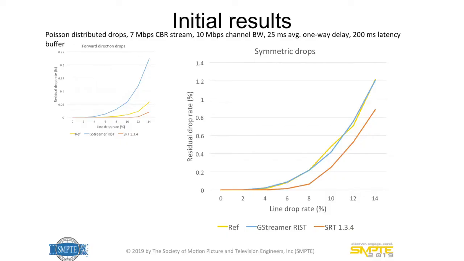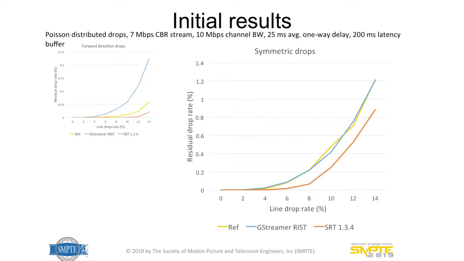If you're having drops in the forward direction, depending on why you're seeing drops, you might find that you get drops in the reverse direction as well. So we want to look at this case as well. Here we can see that now the reference is actually on par with the GSM RIST, but SRT is doing better still, especially down there in the low residual drop rate range close to the x-axis, which is really where you want to be.